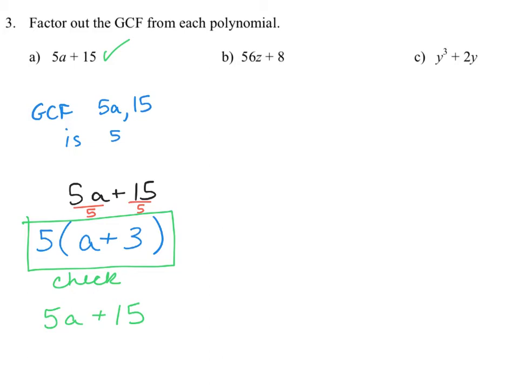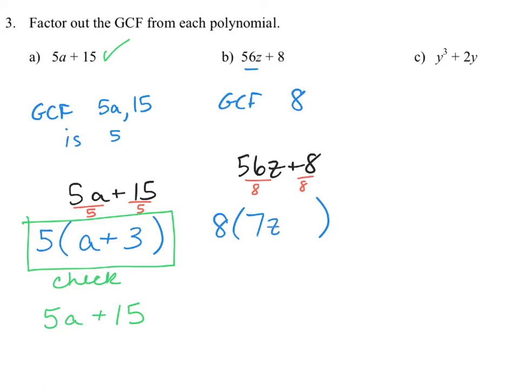First begin by finding the greatest common factor. The greatest common factor of 56z and 8 is 8. So we're going to take our 56z plus 8 and we want to factor out the greatest common factor of 8. So we're going to write this as a product, 8 times a quantity. And to get that quantity, you're going to divide each of those terms by 8. 56z divided by 8 is 7z, and 8 divided by 8 is 1. So in factored form, factoring out that greatest common factor of 8, we get 8 times the quantity of 7z plus 1.